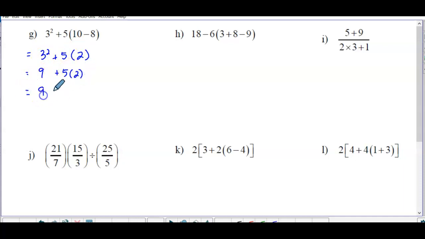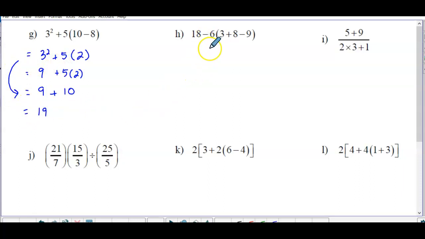Same thing, I could go right from 9 plus 10. So here, I simplified this. I could have showed it as a 9. Here, I could have done this exponent and this multiplication in the same step and gone right from there to there.